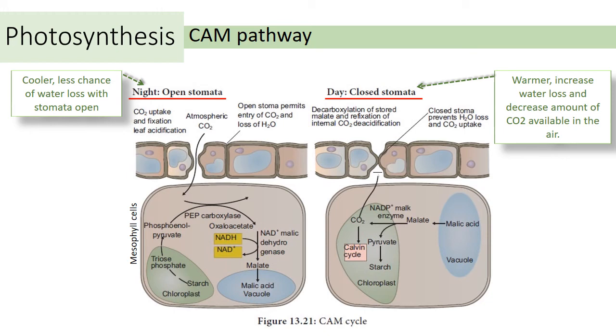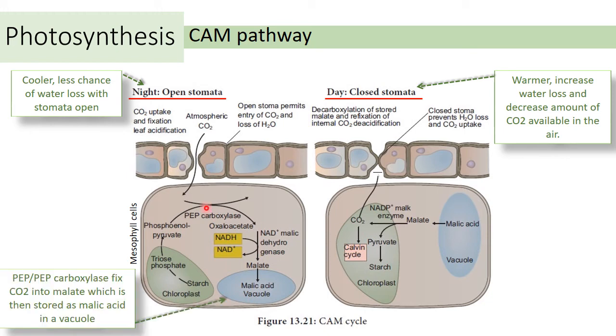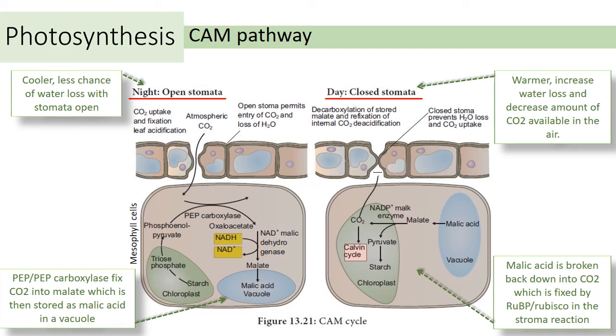So what happens with the CAM pathway is that they also use PEP carboxylase to fix carbon into malate, which is then stored as malic acid in a vacuole within the same mesophyll cell. During the day, when the stomata is closed, they can use the CO2 from malic acid that is broken down from the vacuoles and then go through the Calvin cycle or the stroma cycle and create sugars and starches from that. And this is all while we have ample light during the day to do the light dependent cycle and have our stomata closed to reduce water loss.